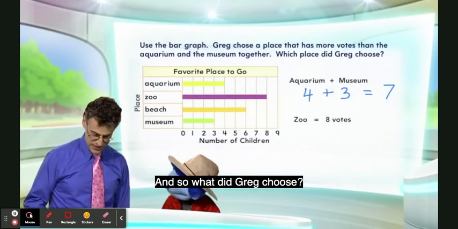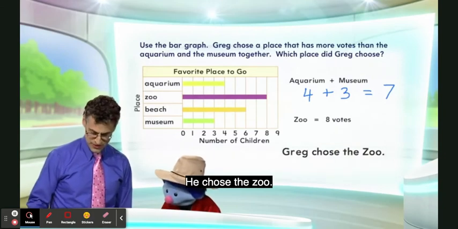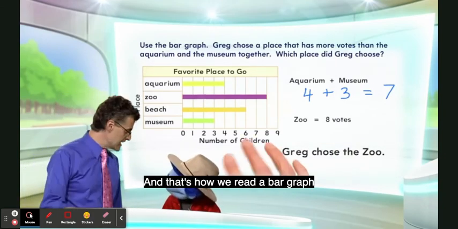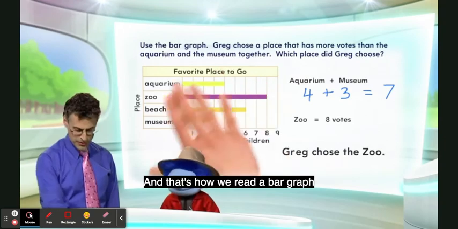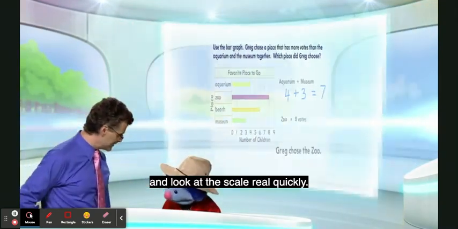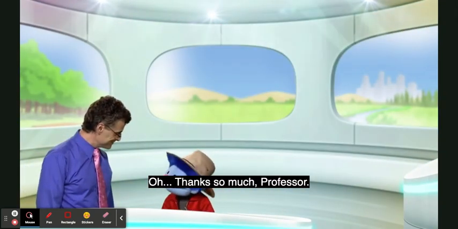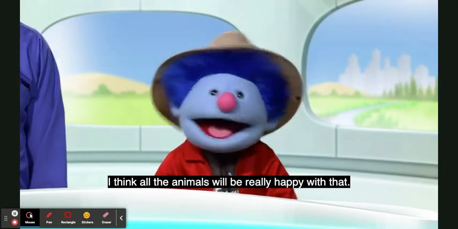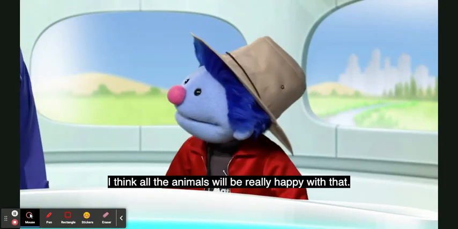And so what did Greg choose? He chose the zoo. And that's the answer. And that's how we read a bar graph and look at the scale really carefully. Oh, thanks so much, Professor. I think all the animals will be really happy with that.